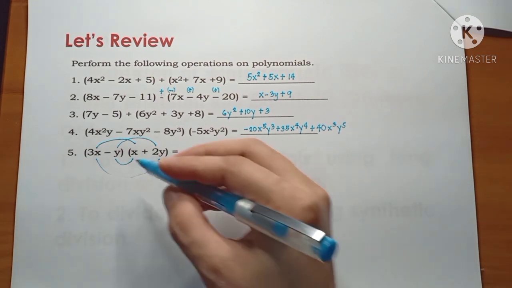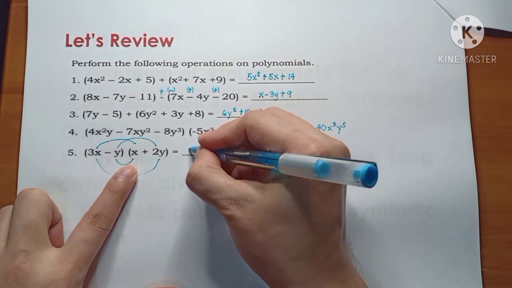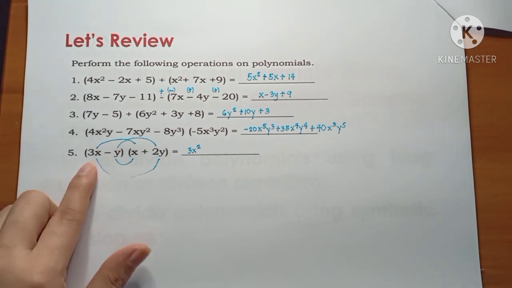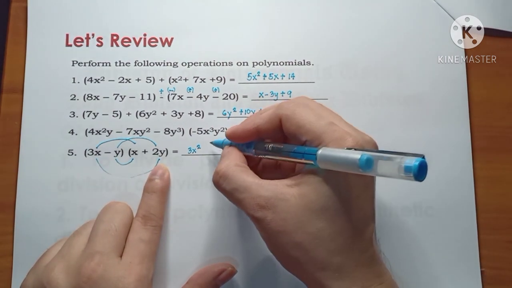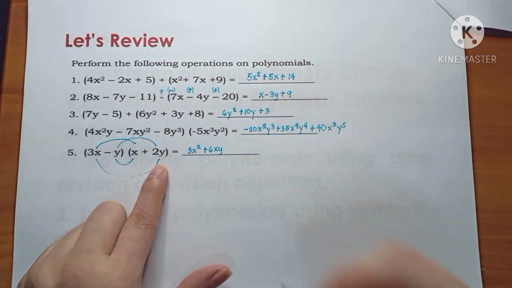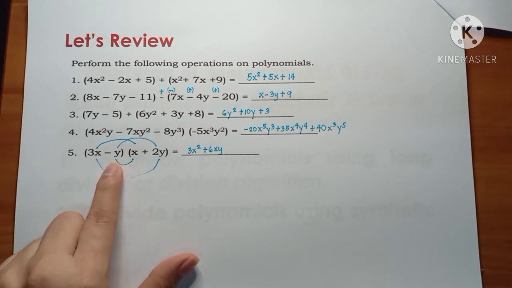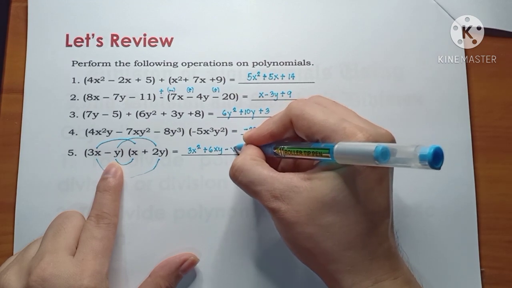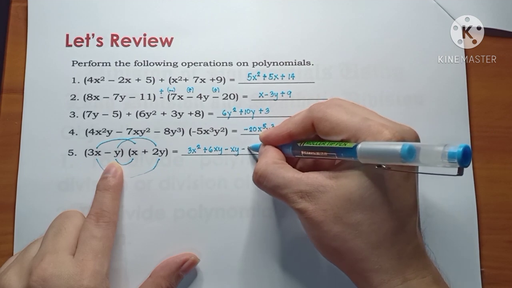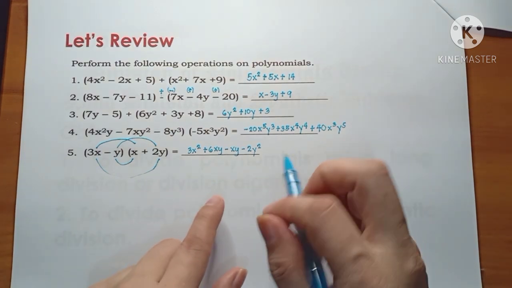So unahin muna natin ang ating first term. So 3x times x is 3x squared. How about the outer? So 3x times 2y is 6xy. So plus 6xy. And then the inner term, so x times negative y is negative xy. And then the last term is negative 2y squared.